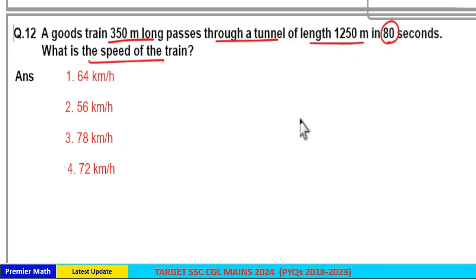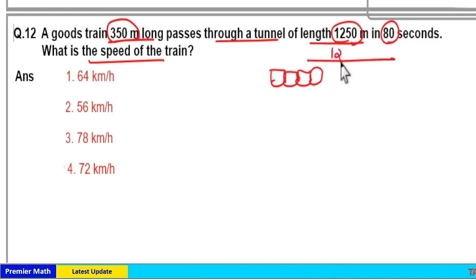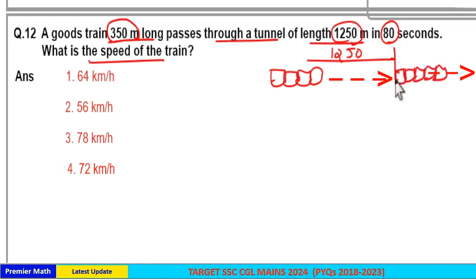A goods train 350 meter long passes through a tunnel of length 1250 meter in 80 seconds. What is the speed of the train? Here, this train has to cover this tunnel in 80 seconds, which means this train has to cover 350 meter plus 1250 meter in 80 seconds, because this is the goods train. Now, to pass this tunnel completely means this end of this train bogie has to be completely out of this tunnel in 80 seconds.